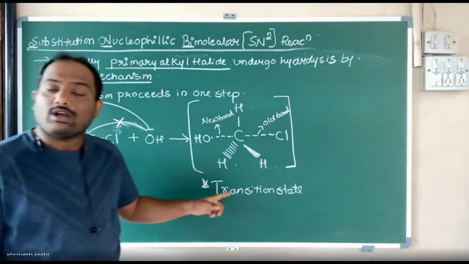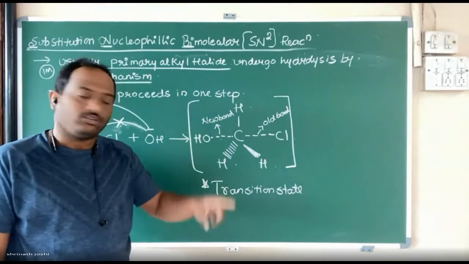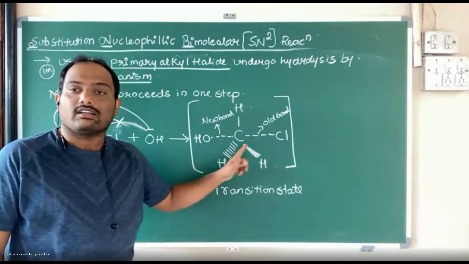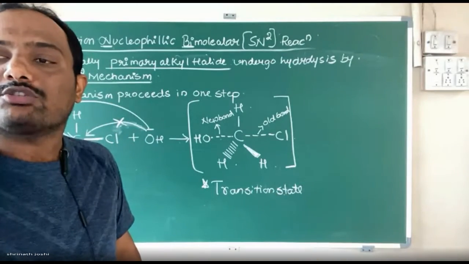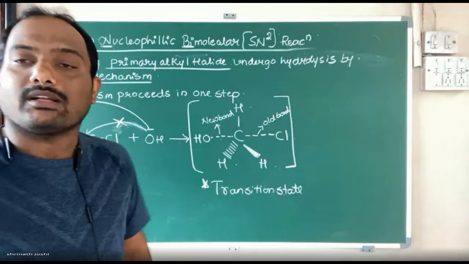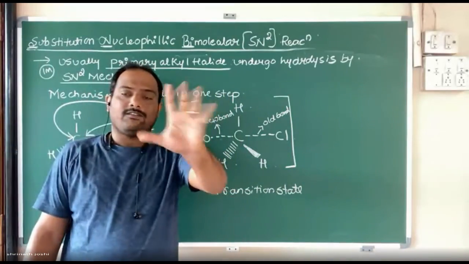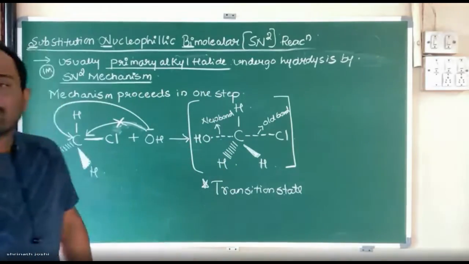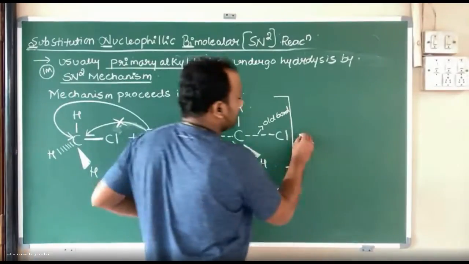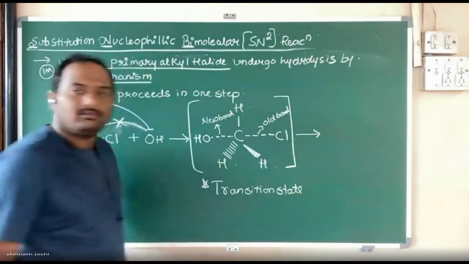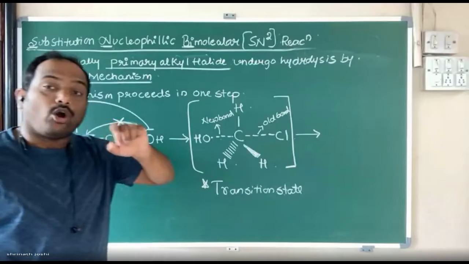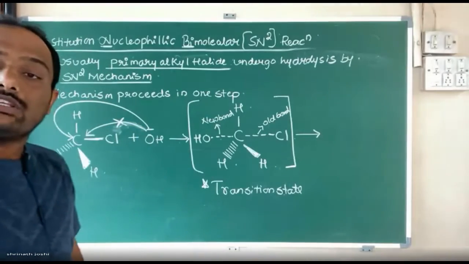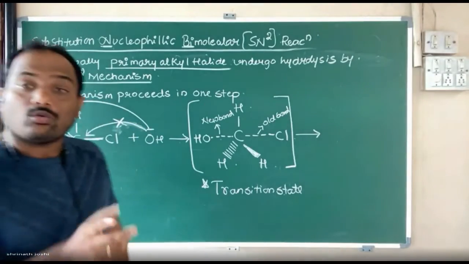In SN1, you have a carbocation. In SN2, we will have a transition state where the carbon valency will be how much? Who will tell me? It is exactly 5. Later onwards, what will happen? Look here. Now tell me, which bond will dominate? New bond will dominate or old bond will dominate?